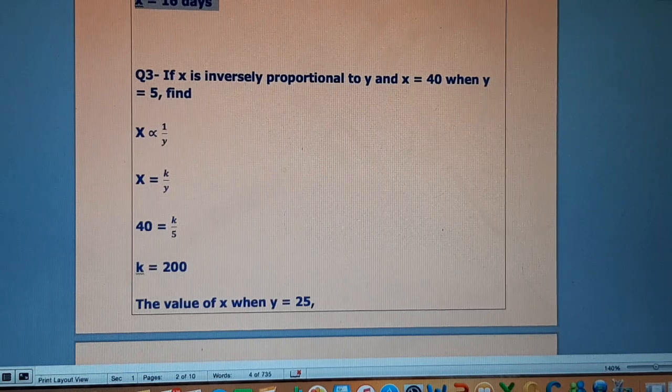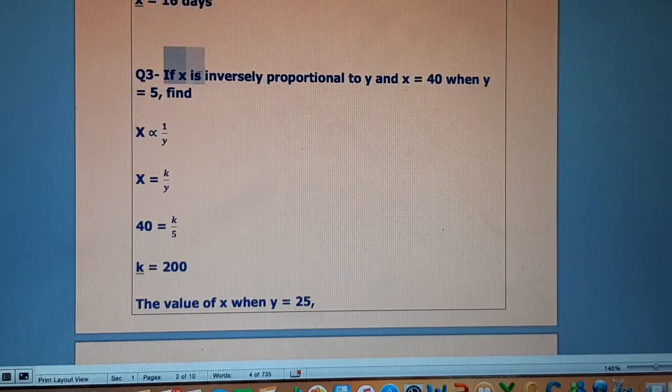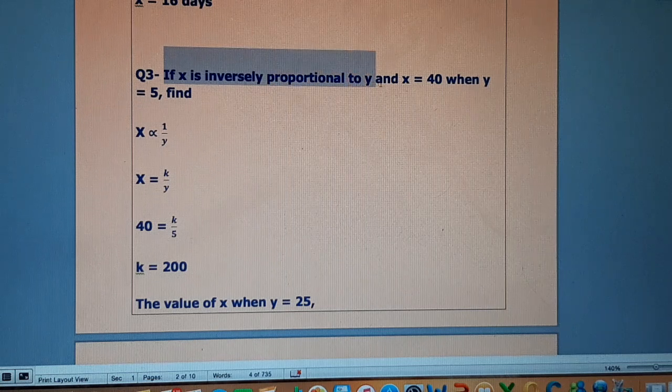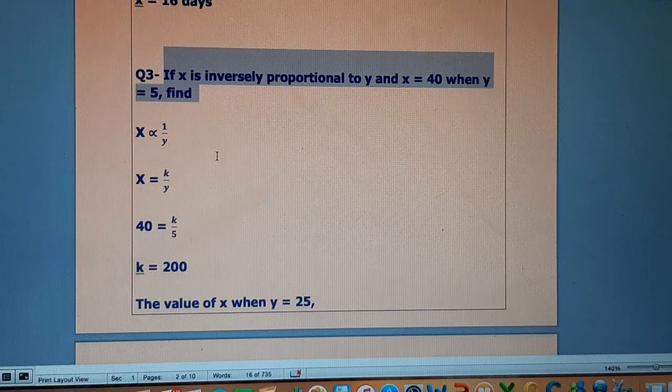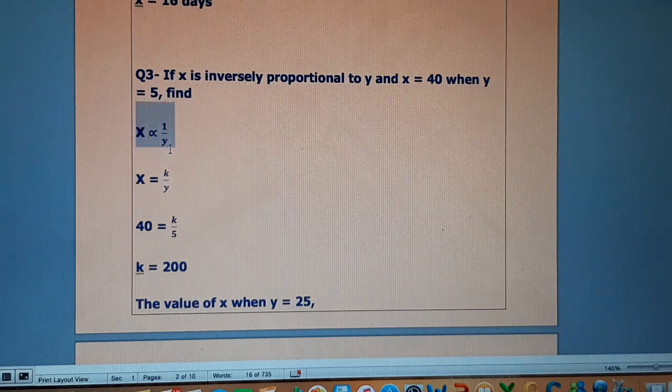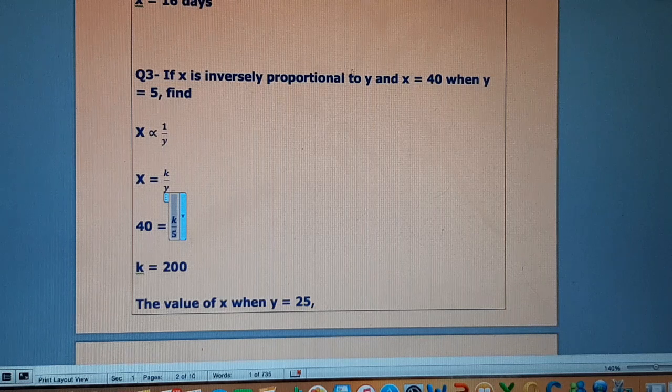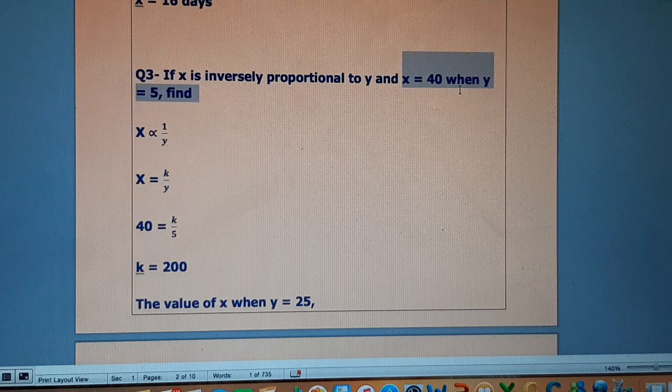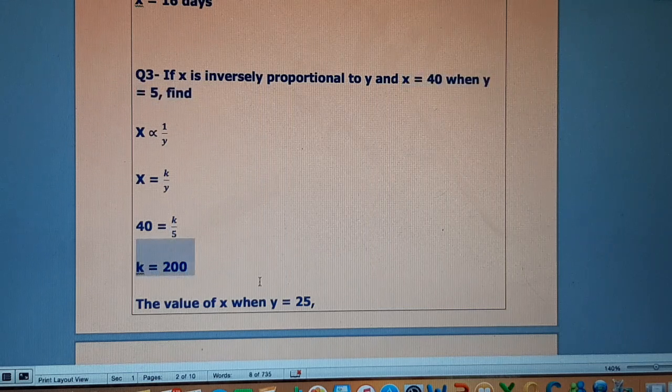In question number 3, if x is inversely proportional to y and x is equal to 40 when y is equal to 5, find. Okay, first of all, this is the given condition, x is inversely proportional to y. So x will be equal to k over y. Now when x is 40, y is 5. This is given. We can find the value of k. 5 into 40 will give you 200.